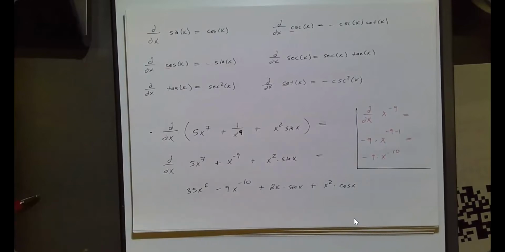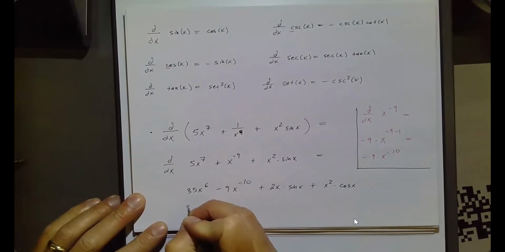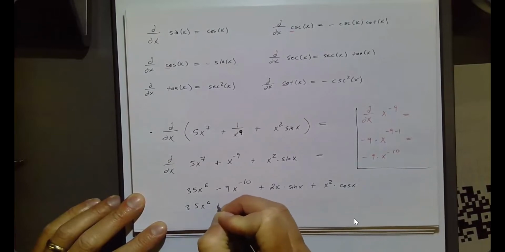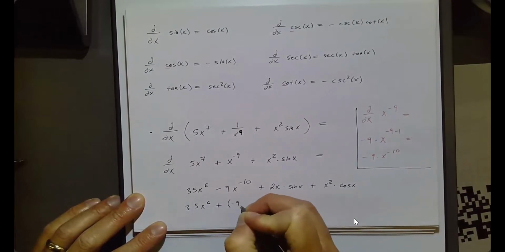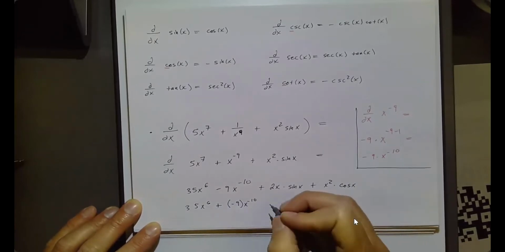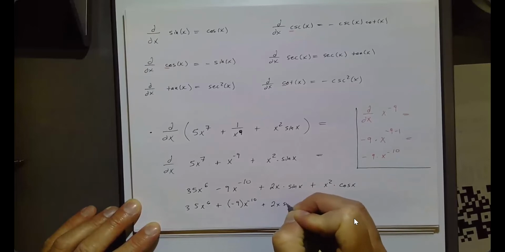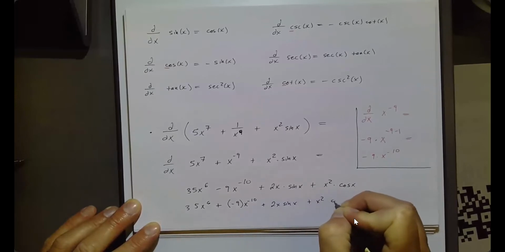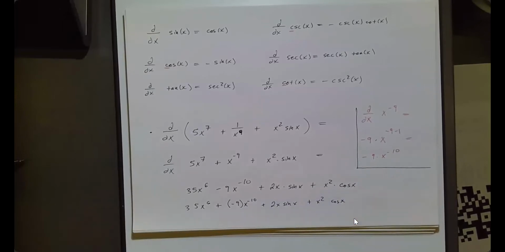I could have instead written it as 35x to the 6th plus negative 9 times x to the negative 10th. But I didn't want to write all that, but you certainly could if you wanted to. So when you take a derivative of x to a negative power, the power gets more negative because you're subtracting one from it.